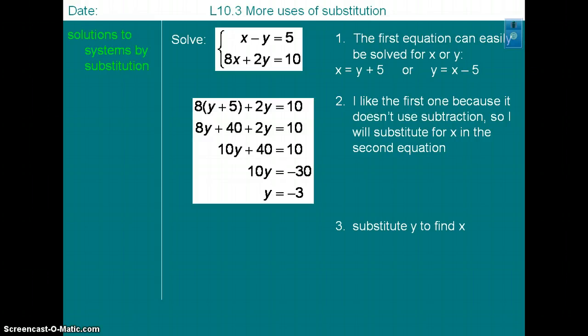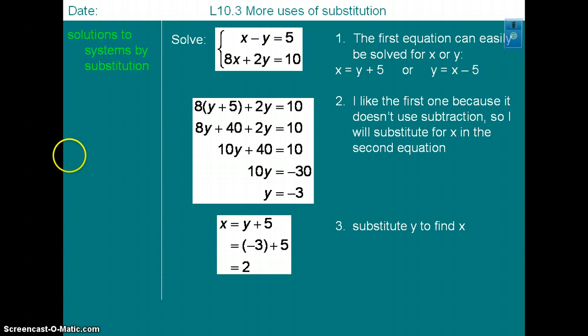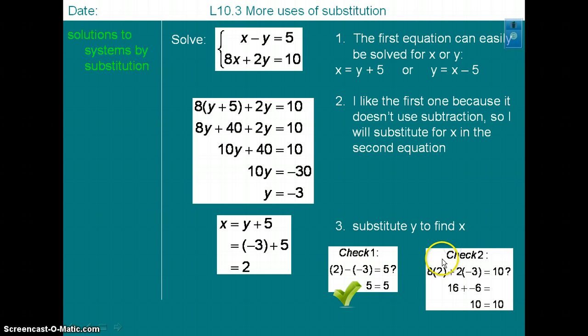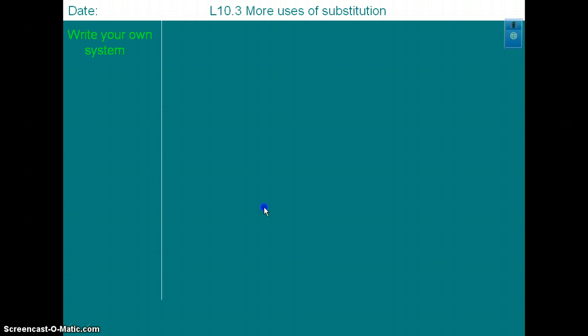Now that we know that y equals negative 3, we can substitute y to find x. According to what we found earlier, x is equal to y plus 5. So using our value of negative 3, I find out that x equals 2. If I check this in the first equation, x minus y equals 5, yes. If I check it in the second equation, 8x plus 2y equals 10, turns into 16 plus negative 6, yes. So this is a valid solution: x equals 2, y equals negative 3.